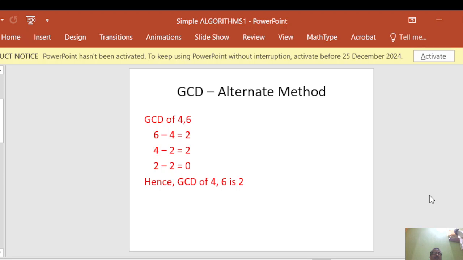Then subtract the smaller number from the bigger number. Among the two numbers 4 and 2, 4 is bigger and 2 is smaller. So 4 minus 2 equal to 2. Again discard the bigger number 4. The remaining two numbers are 2 and 2. 2 minus 2 equal to 0. Hence GCD of 4, 6 is 2. This is another method. Pause the video and try to write a pseudocode of your own.